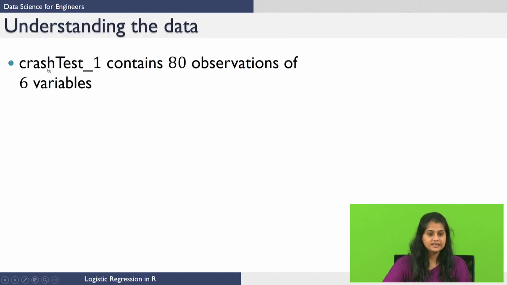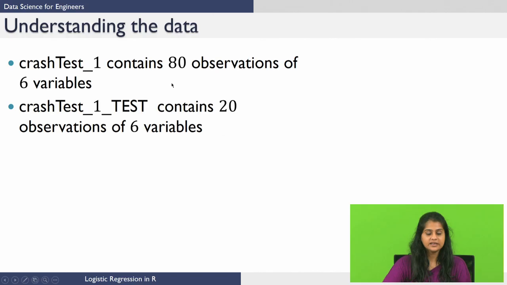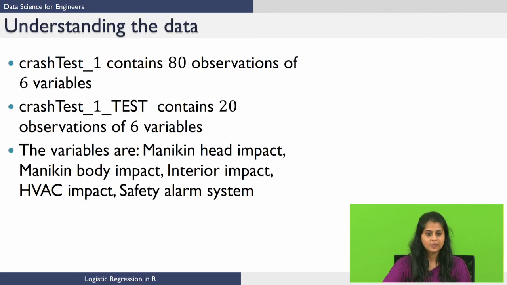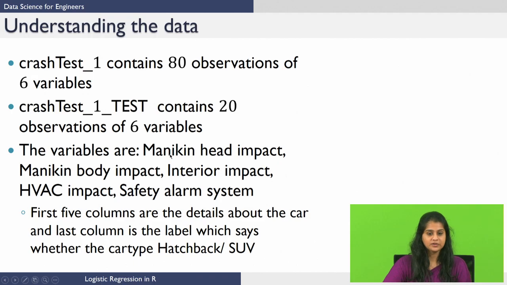Now let us try to understand the data. The data set crash_test_1 contains 80 observations of 6 variables, and similarly crash_test_1_test contains 20 observations of 6 variables. Like I said earlier, we have 5 variables which have been measured at the end of a crash test, and if you look at the data, the first 5 columns are the details about the car, and the last column is the label which says whether the car type is hatchback or SUV.